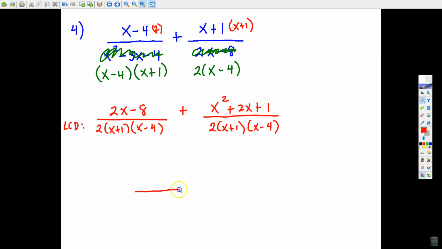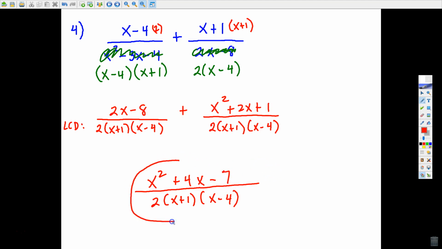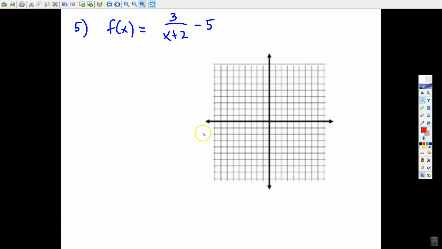Okay, now we're able to do one fraction over our common denominator. And we just combine these numerators. Just think combine like terms. There's only one quadratic term. There's a couple of linear terms. 2x plus 2x is 4x. And then we have these constants. Negative 8 plus 1 makes negative 7. And that ends up being our answer for number 4. All right, on to number 5.